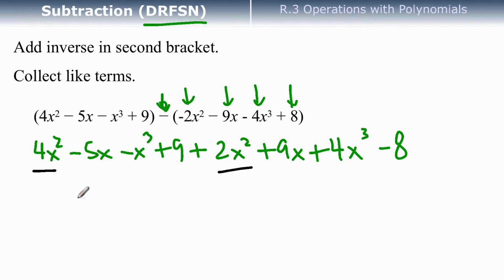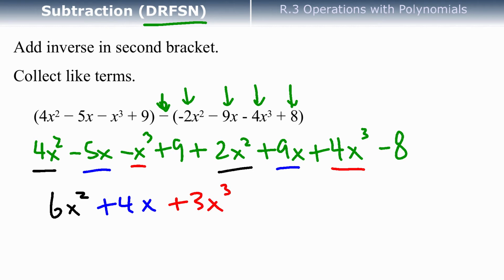4x squared plus 2x squared would be 6x squared. Minus 5x plus 9x would be a plus 4x. And then minus x cubed plus 4x cubed would be plus 3x cubed. And lastly, a plus 9 minus 8 would be plus 1. Okay, so subtracting is really the same as adding. There's just this one little step that you have to do first before you can collect like terms. Okay, so that's adding and subtracting polynomials.